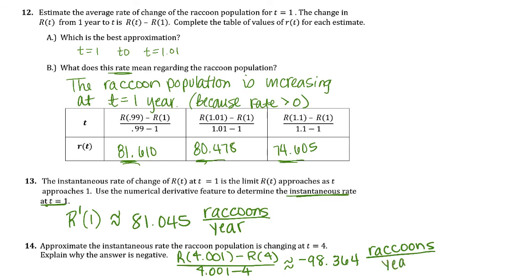Now, notice we got a negative rate. And so what would it mean if I do all this and I get a negative rate? Well, that would mean that the population of raccoons is decreasing.